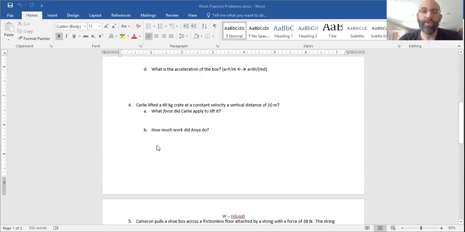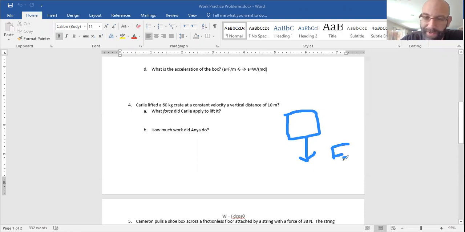Number 4. So Carly lifts a 60 kilogram crate at a constant velocity, a vertical force. What force does Carly apply to it? So she's basically applying any force she wants to. The force she's trying to beat or overcome is the force of gravity. So the force of gravity pulls down, and then pulling up is the applied force that Carly applies.